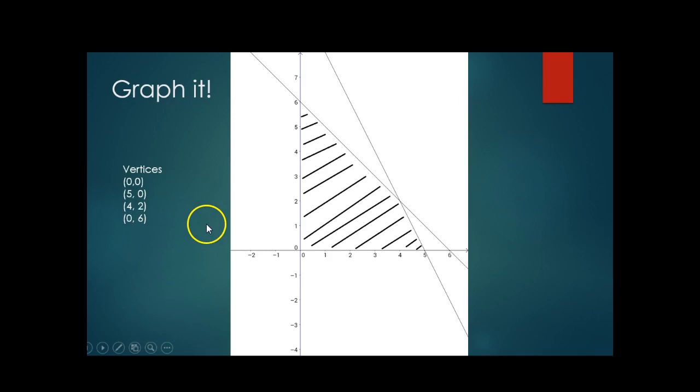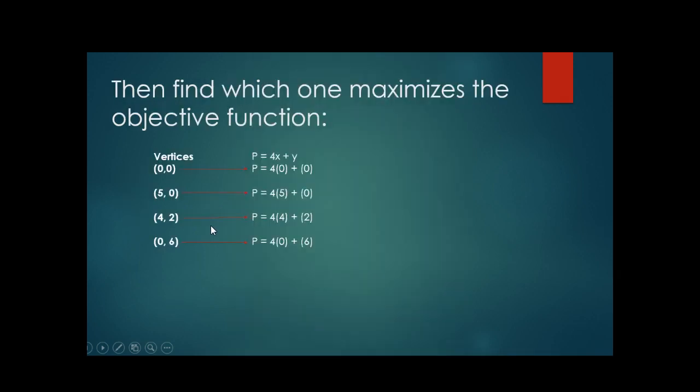Those are vertices. The last thing we need to do is plug them into our profit equation, which was 4x plus y. So (0, 0) means I'm making $0: 4 times 0 is 0, plus 0 cases of the other. This one's 4 times 5 plus 0, which is 20. This one's 4 times 4 plus 2, which is 18. So in actuality, the maximizing of our profit is going to be found if we plug in (5, 0), or if we basically buy 5 of the first thing and 0 of the second. We're going to make the most money out of it.